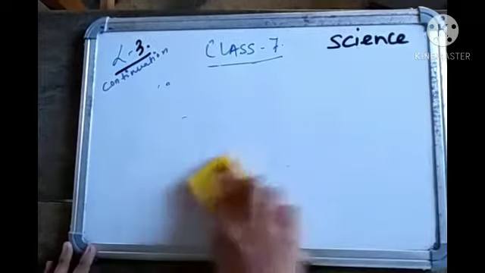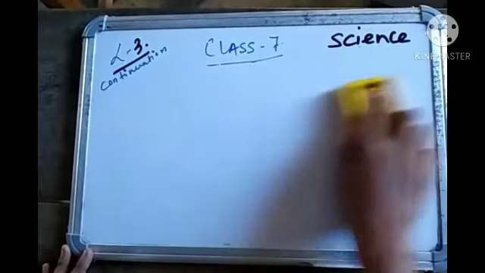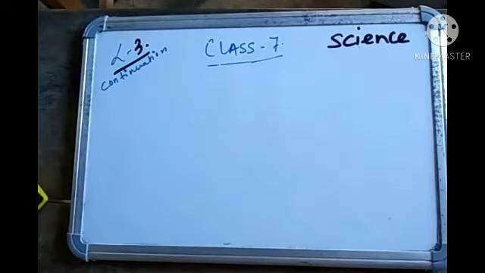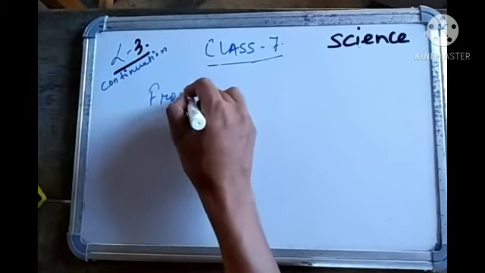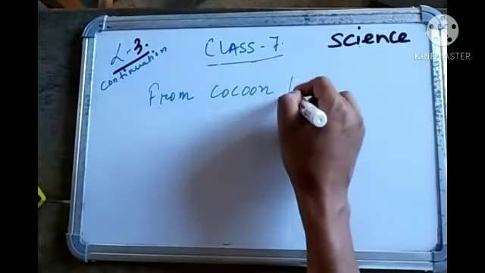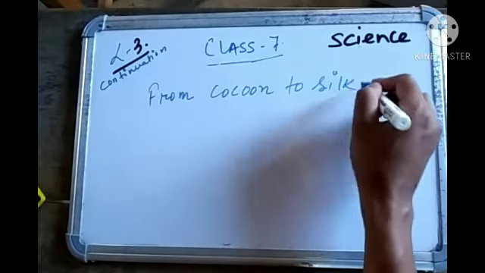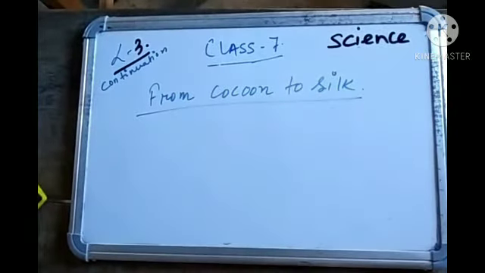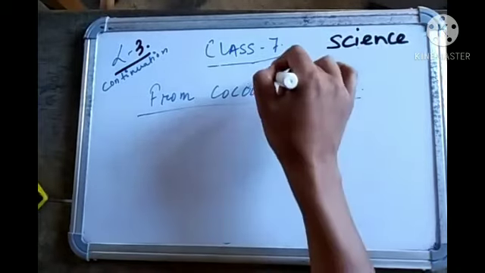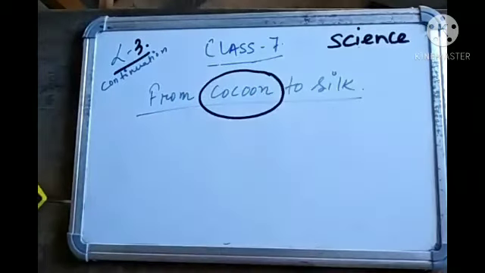So the third point of today's lecture under the topic silk is from cocoon to silk. From cocoon to silk. How are we going to obtain silk from cocoon?